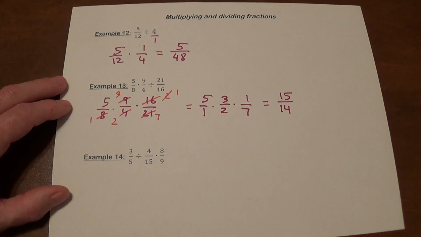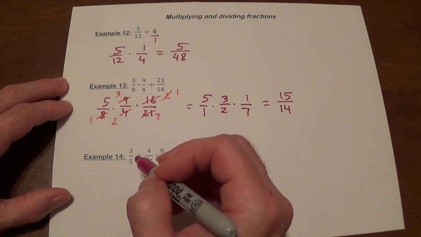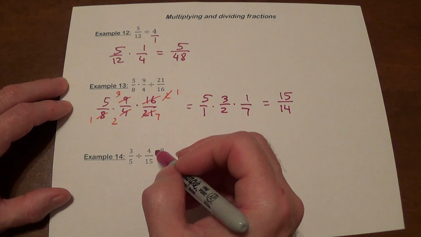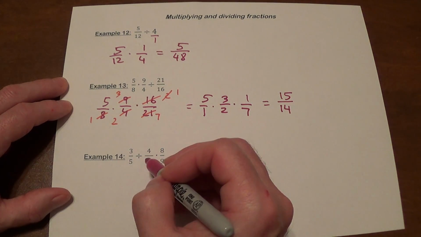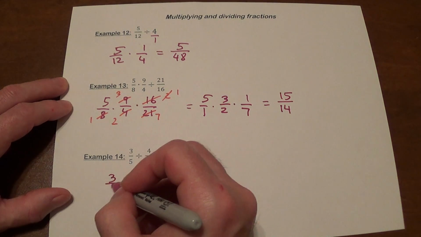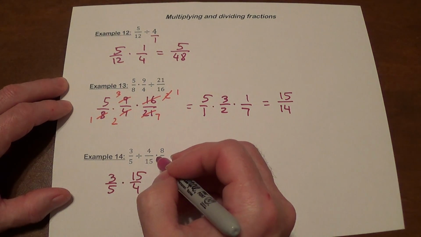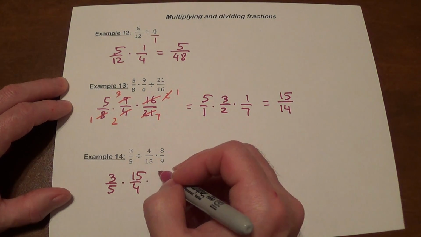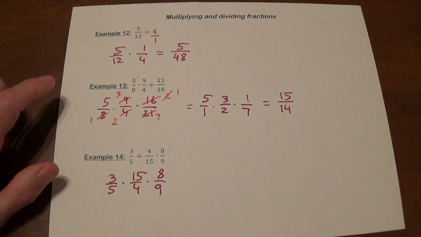In example 14, this is what I was talking about. You do not do multiplication before this. You do need to rewrite that. So the only number that you're dividing by is, so it's 3/5 divided by 4/15, so it's going to be 3/5 times 15 over 4, but this still has multiplication, so nothing is going to happen with this last fraction. It's going to stay the same. You do not flip it.